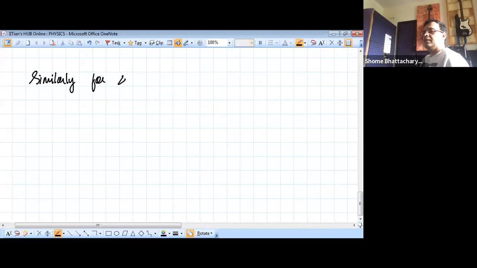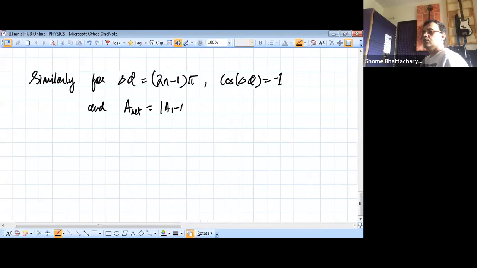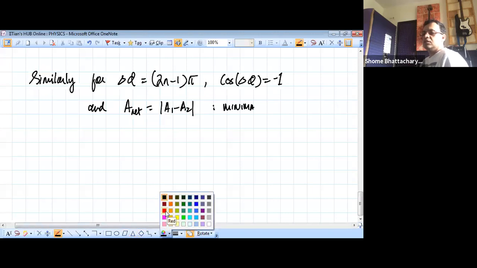So similarly, delta phi being 2n plus 1 or 2n minus 1 times pi, whatever you like, cos delta phi becomes negative 1. And consequently, the net amplitude becomes the magnitude of A1 minus A2. Never write it as A1 minus A2, because remember, amplitude cannot be a negative quantity, whereas A2 might be larger than A1. So it's basically the difference of the two amplitudes. That is the minimum. So this is the condition for destructive interference.